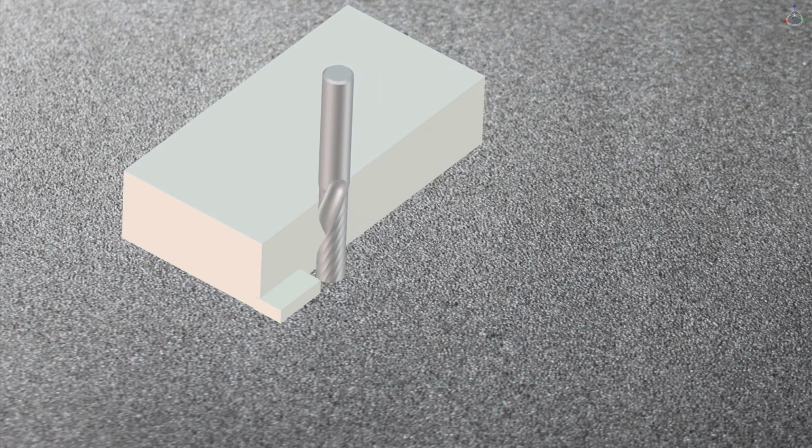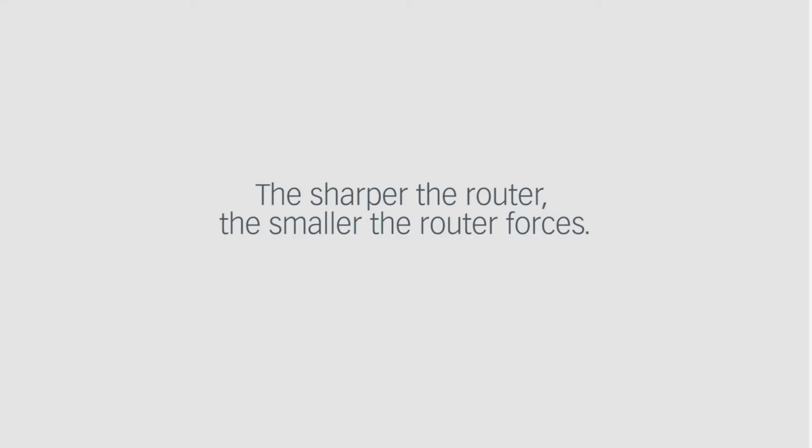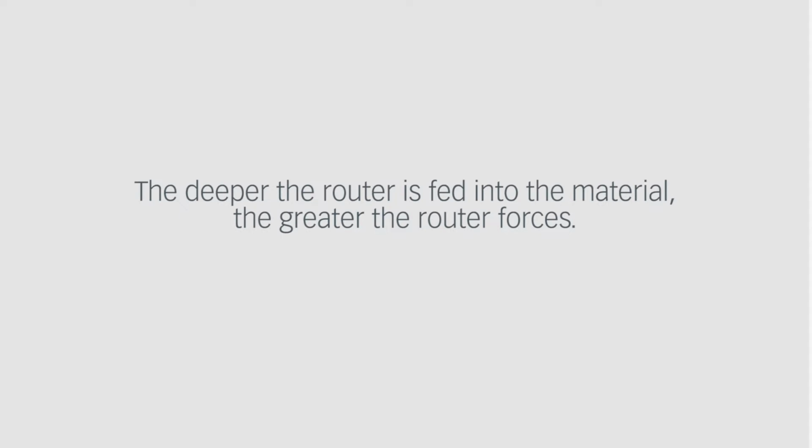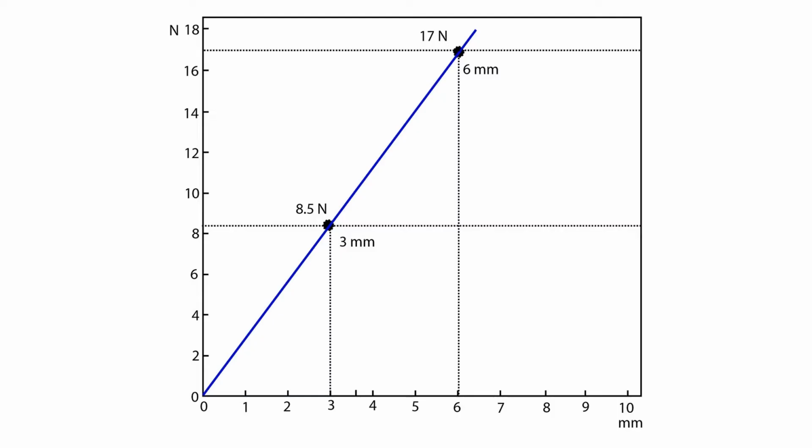Please note the following basic principles. The sharper the router, the smaller the router forces. The tougher and harder the material, the greater the router forces. The deeper the router is fed into the material, the greater the router forces. This relationship is linear. This means that if the infeed is doubled, the router forces double.